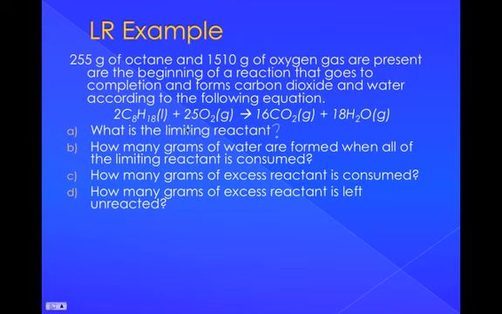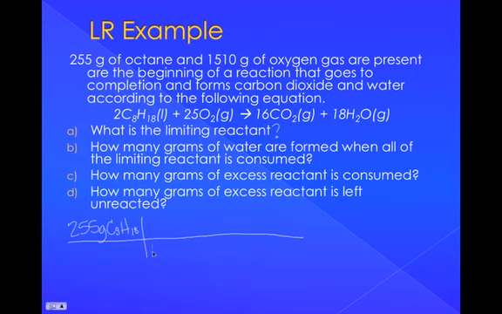So to find out the limiting reactant, I'm going to take my amounts of each chemical, and I'm going to convert it to a product. And since part B is saying how many grams of water are formed, I'm going to go ahead and convert both of them to water. So starting with that, I have 255 grams of C8H18, and I'm going to convert that to water. Now we just stop at moles of water.